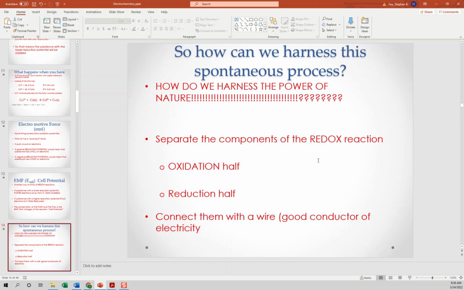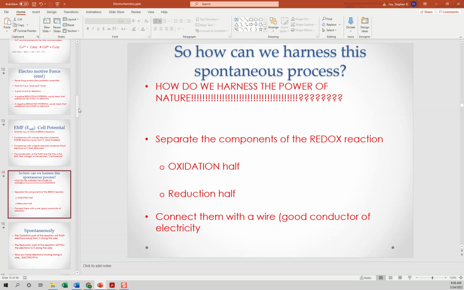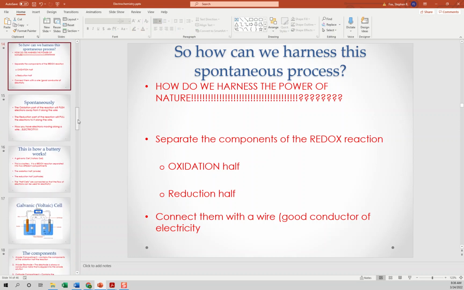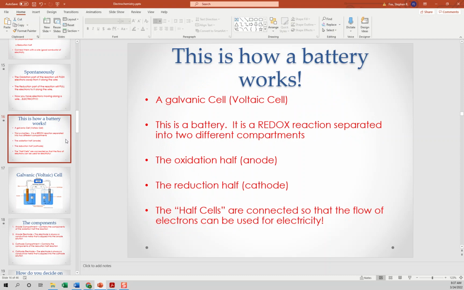So separate the components. You've got the oxidation half and the reduction half. The half where oxidation occurs is called the anode, and the reduction half is called the cathode. Electrons always flow from anode to cathode. Now there are other things you have to do to ensure the steady flow of electrons, but this is the simplest way to think about it, and essentially the start of it. Here's our idea. Now how do we make it actually work?